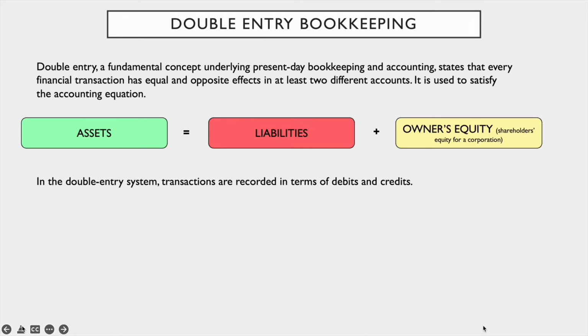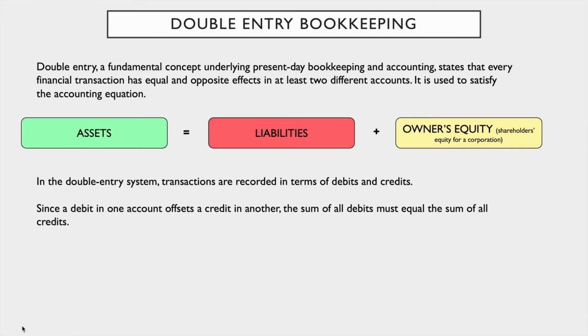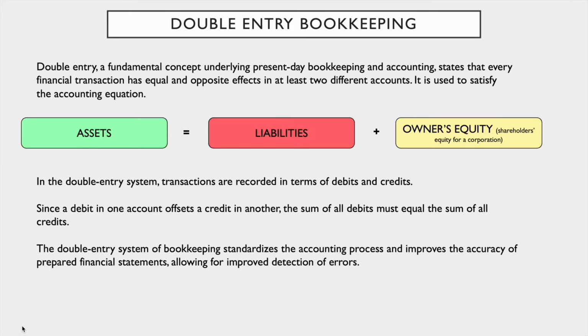In the double entry system, transactions are recorded in terms of debits and credits. Since a debit in one account offsets a credit in another account, the sum of all the debits must equal the sum of all the credits. The double entry system of bookkeeping standardizes the accounting process and improves the accuracy of preparing the financial statements.